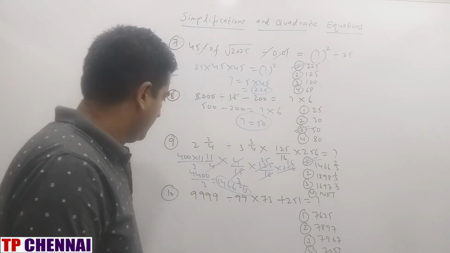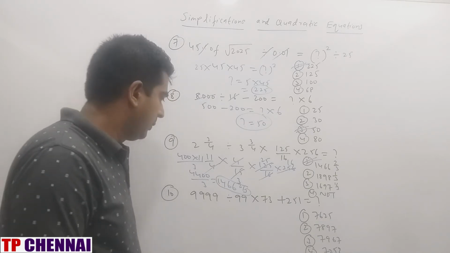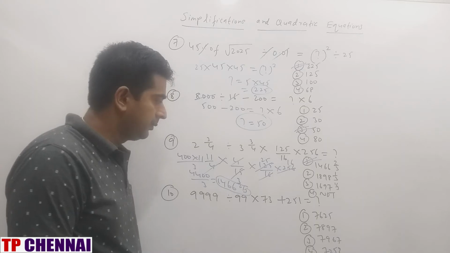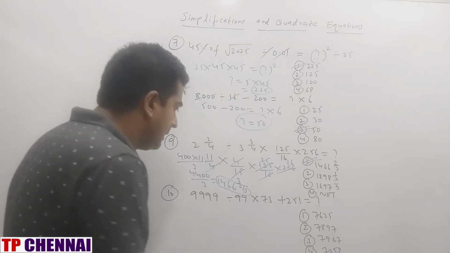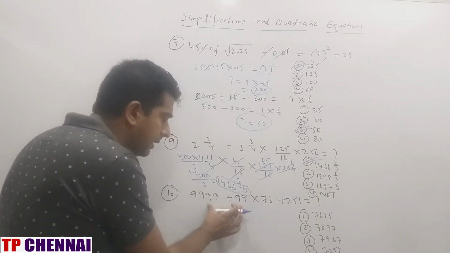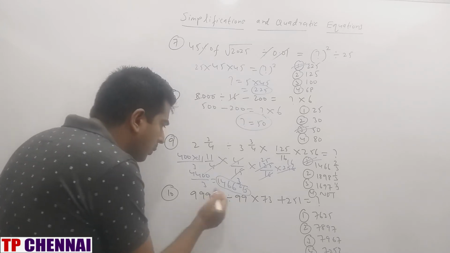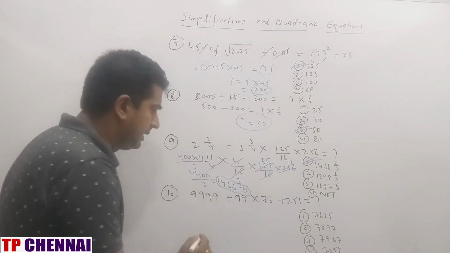Next one, 9999 divided by 99 into 73 plus 251 is equal to question mark. Here in this part many students will make mistakes, so avoid the mistake here. Break this number.